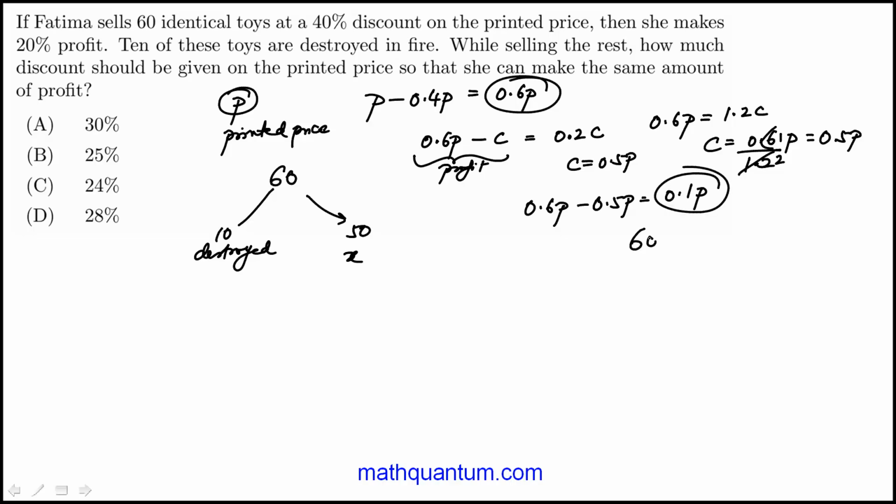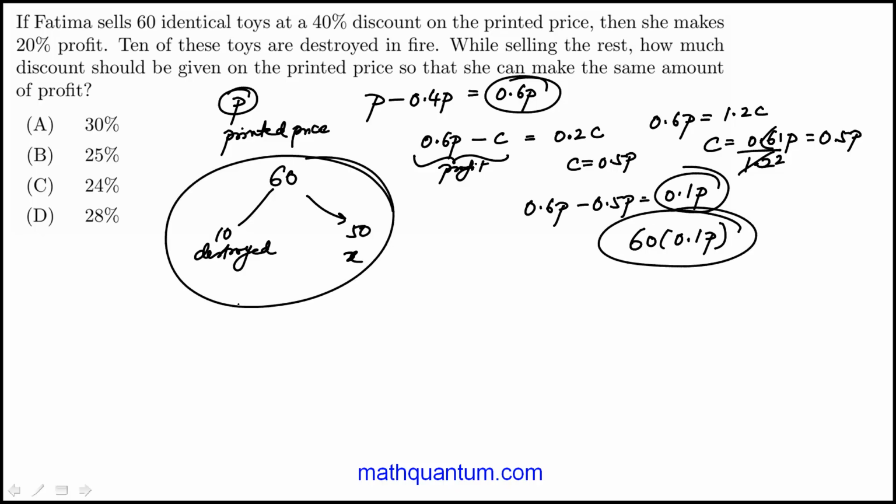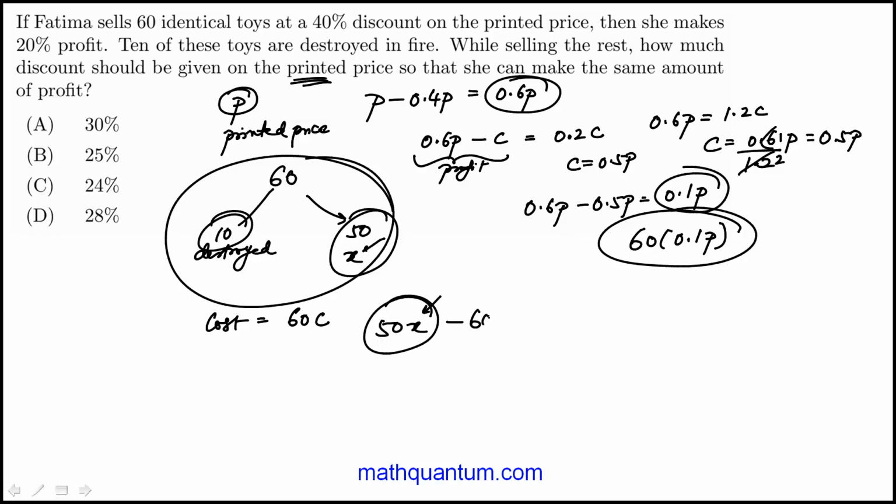So for 60 of them, this would be the total profit. And that amount has to match for this scenario. The cost here is still 60 times C, because 10 were destroyed, so I have to include the cost of those as well. But the revenue would be 50x. So 50x, and this is that new price. I have to eventually relate it to the printed price in terms of the discount. But that's your revenue. X is the selling price of those, minus the cost is equal to 60 times 0.1p.